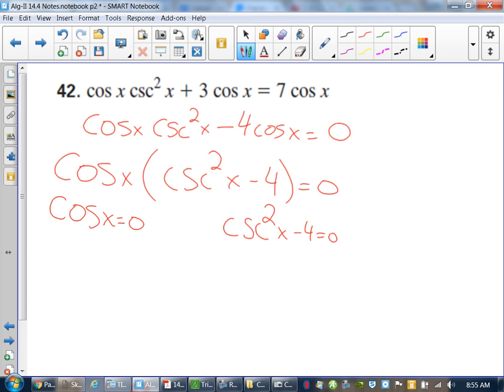Correct. So this one is, what angle has a cosine value of 0? In other words, where is your x coordinate 0 on the unit circle? Well, your x coordinate is 0 at 90 and 270, so pi over 2, 3 pi over 2.